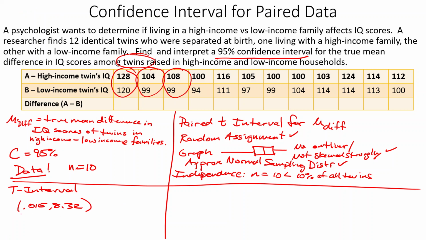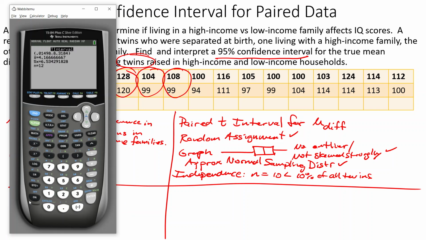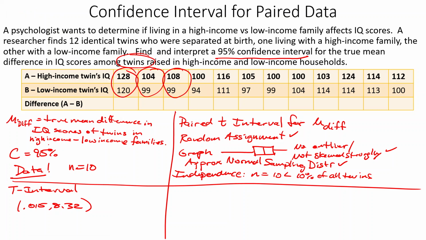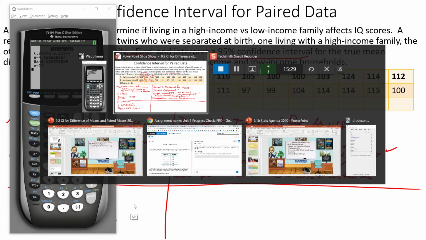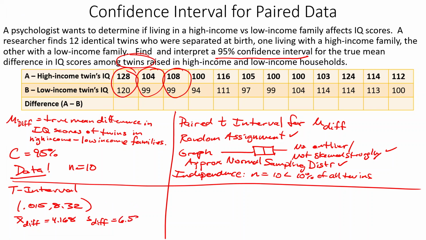Guess that'll work. And let's see, what else do we want to write down? x bar, s, and n. All right, all those would be good things to write down. So x bar, and this is the x bar of the difference, is 4.167. s of the difference was the 6.5. Was it 6.53? Yep.